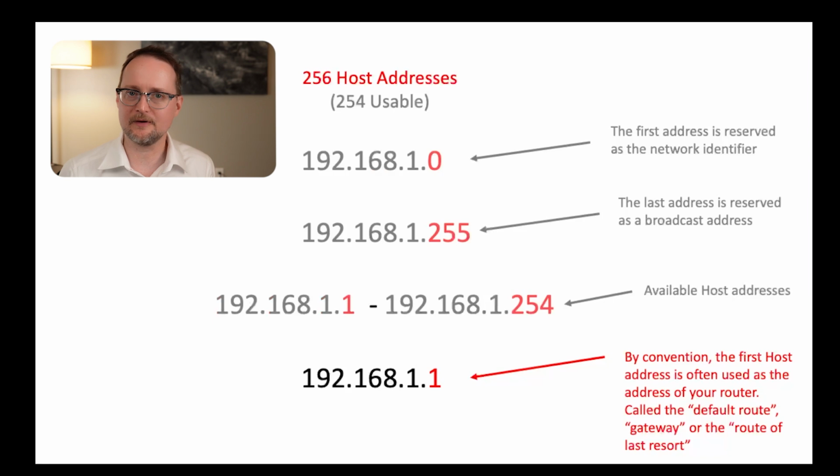By convention, the first available address is usually used for the router connected to the network, and this router goes by a number of names, sometimes called the default route, or the gateway address, or the route of last resort. Again, this is just a convention. In practice, you can use any available host address for your routers.